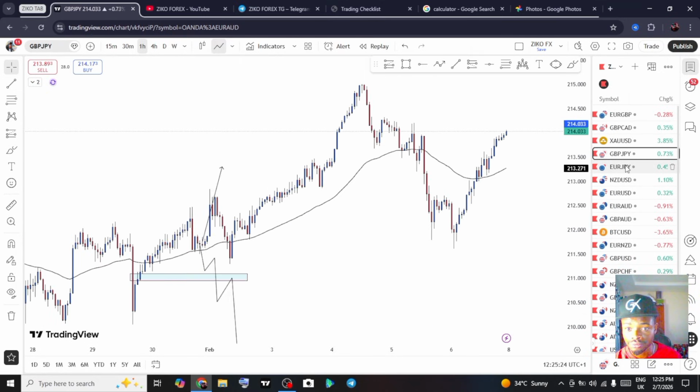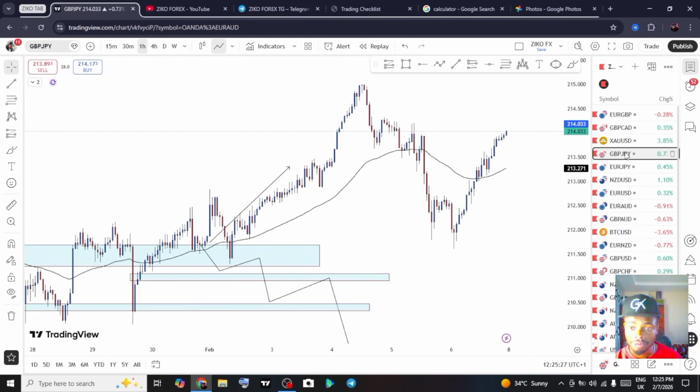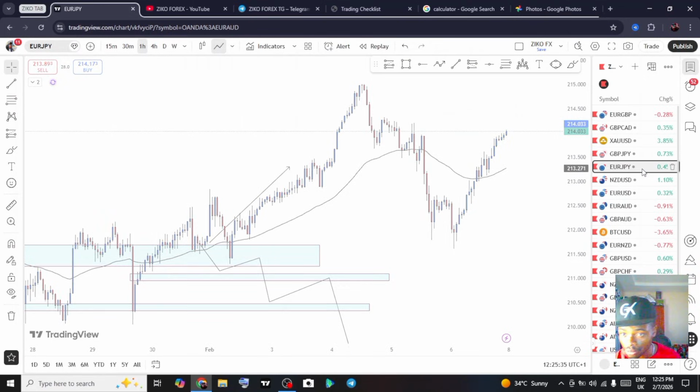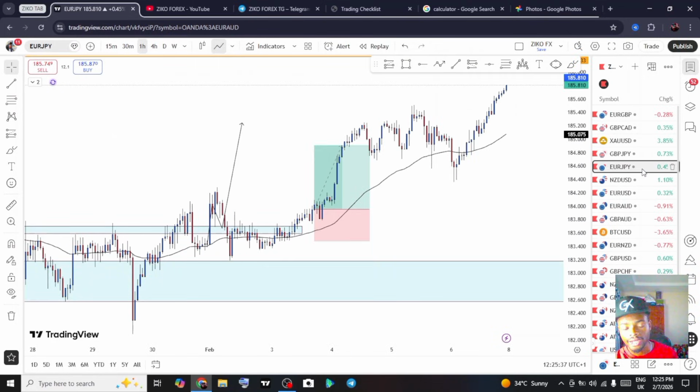Same thing on GBP JPY. So we were expecting to buy and it bought, right? But we didn't get opportunity on that one. So the only one we probably got an opportunity on was Euro JPY for buys, right?